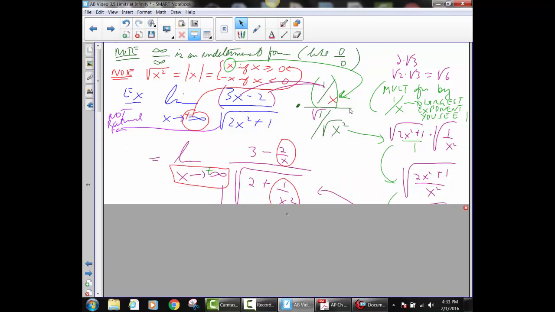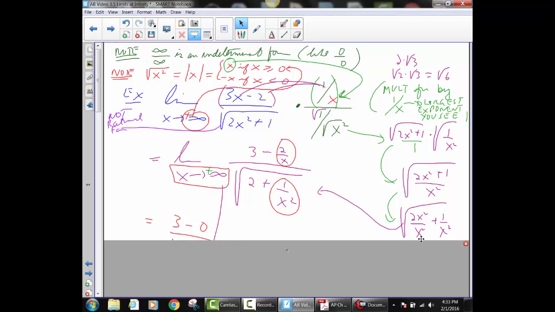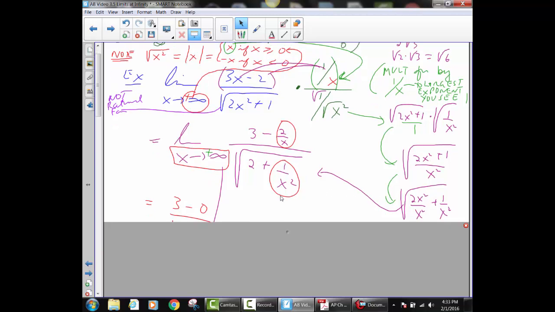So now what happens is I distribute. I get 3 minus 2 over x. Here I'm multiplying through. I have the square root of 2x squared plus 1, and I'm multiplying through by the square root of 1 over x squared. If I put it all together, I have 2x squared plus 1 over x squared. Split it up, I have 2x squared over x squared plus 1 over x squared, and 2x squared over x squared is 2. And then I'm left with the plus 1 over x squared.